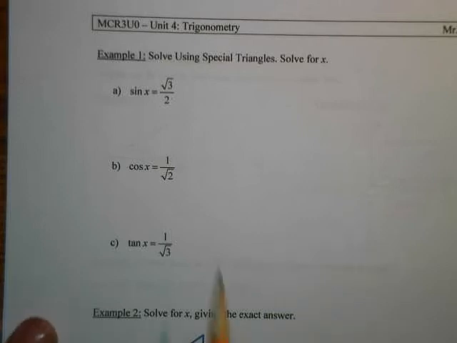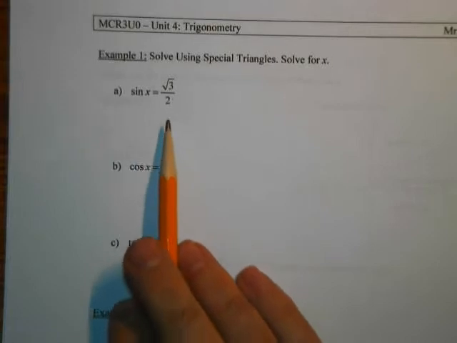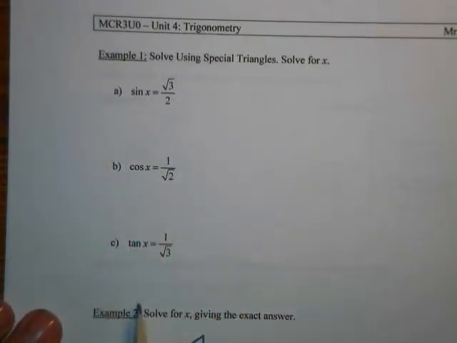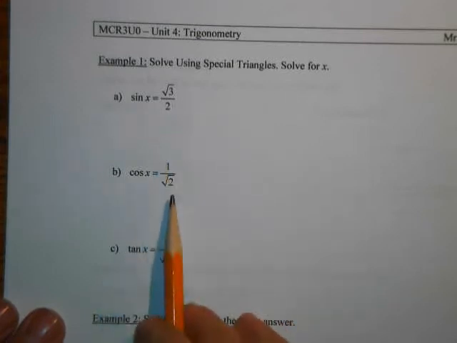Okay, so we're going to look at this from a slightly different perspective. We're still working with sine, sine of an angle equal to a value, or cosine or tan. But we're going to go back and revisit and look at our special triangles again to help us out here.